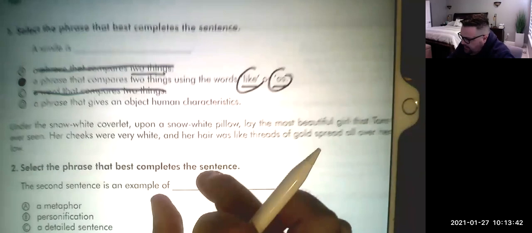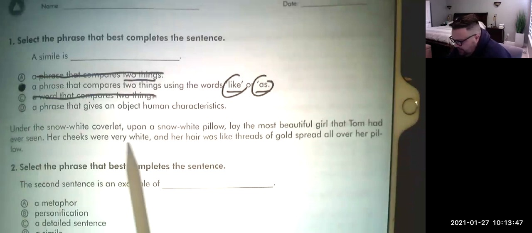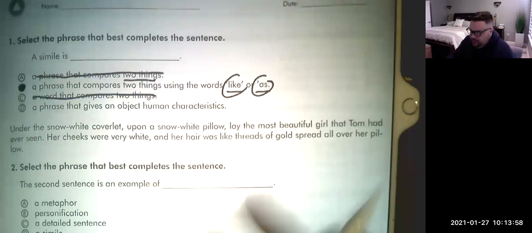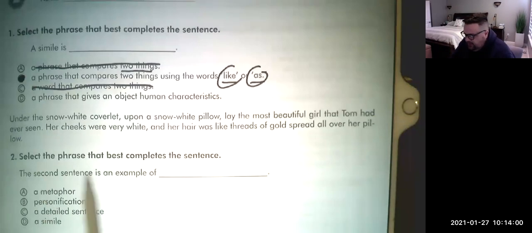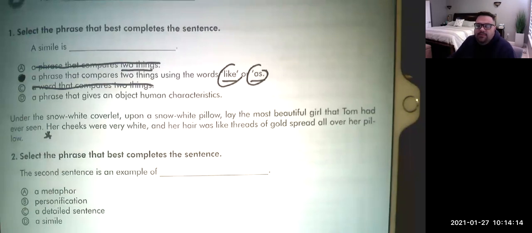All right. Here's this passage we have to read. Here we go. Under the snow white coverlet upon a snow white pillow lay the most beautiful girl that Tom had ever seen. Her cheeks were very white, and her hair was like threads of gold spread all over her pillow. So the question, Mr. Spina, for you is, select the phrase that best completes the sentence. The second sentence is an example of a metaphor, personification, a detailed sentence, or a simile. Remember, make sure you look at the second sentence, pause the video, and get your answer.